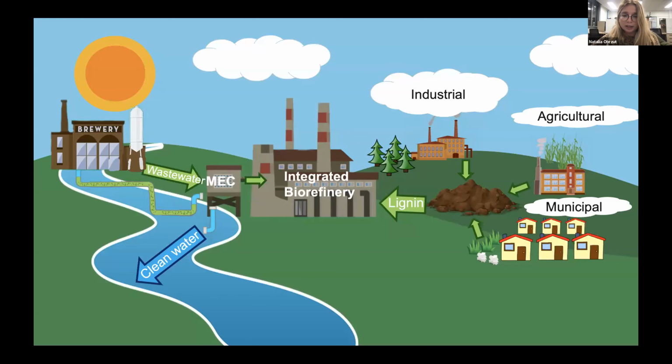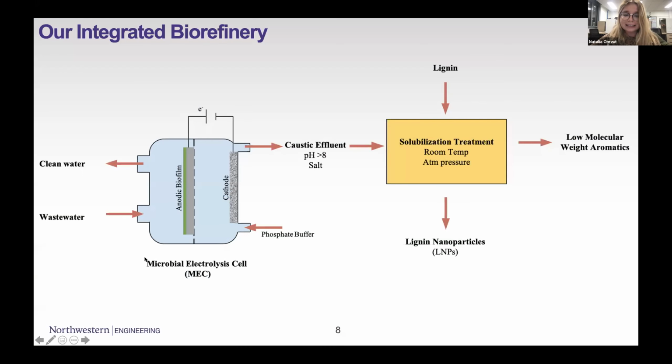So the next part of our integrated biorefinery is adding the waste effluent from a microbial electrolysis cell. So you can see a little microbial electrolysis cell here. And what that does is it takes wastewater with a high fatty acid content and treats it in the anode with the use of microbes to produce clean water. And then on the cathode side, it also produces this caustic effluent that's often regarded as a waste, and it's high pH, high salt content. And we found that we can treat it with our lignin at room temperature and atmospheric pressure, and we solubilize it into a couple product streams.